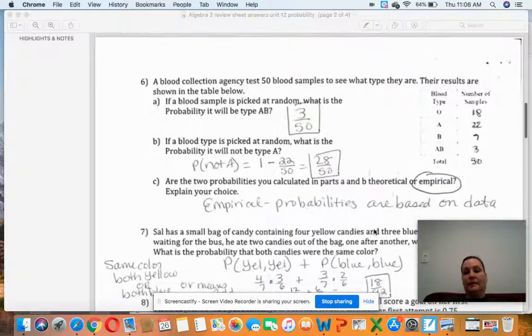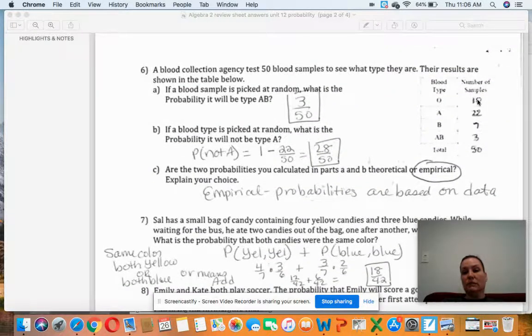Number 6. All right, this was a little hard to read, so I hand wrote over these numbers. I have a blood collection agency testing 50 blood samples to see what type they are. So basically you could have blood type O, A, B, or AB. There are 50 samples total. If a blood sample is picked at random, what's the probability it will be AB? AB is right here. There are only 3 samples that were AB, 3 out of 50.